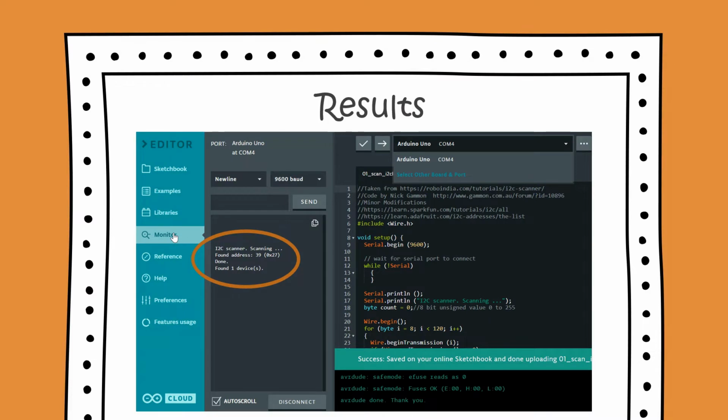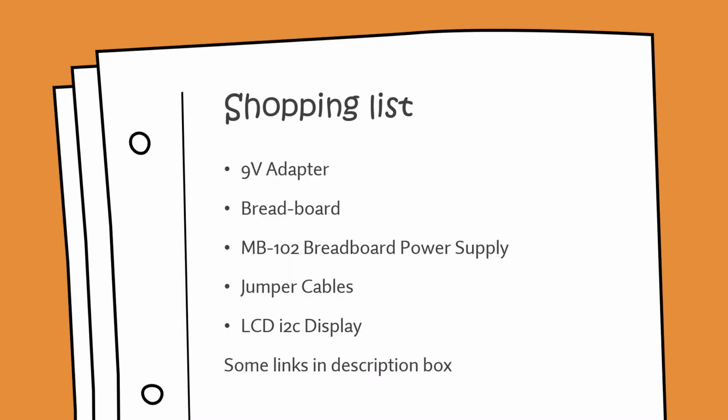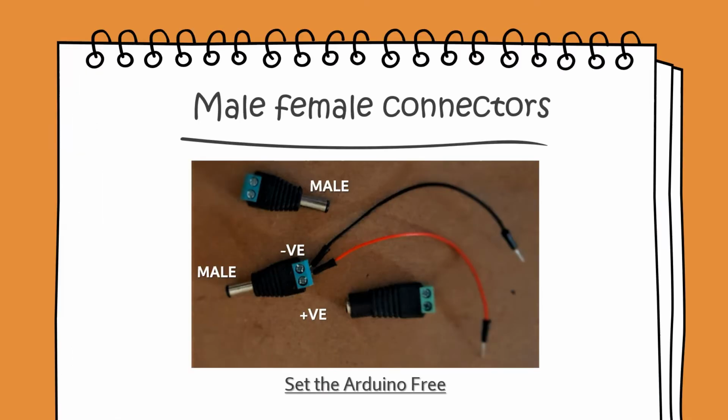And here's the preliminary address scan that we have done. In our case, the address of the I2C device happens to be 0x27 and we will be using this in our code. Here is our shopping list and the links to buy some of these would be there in the description box. And here are the male and female connectors which we are going to use to set the Arduino free.